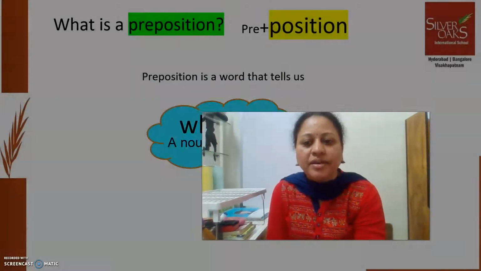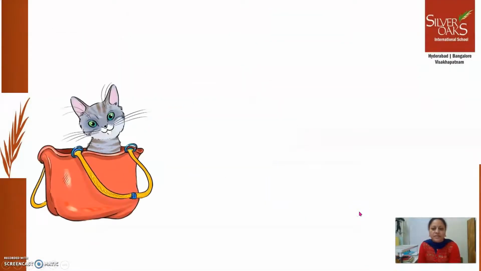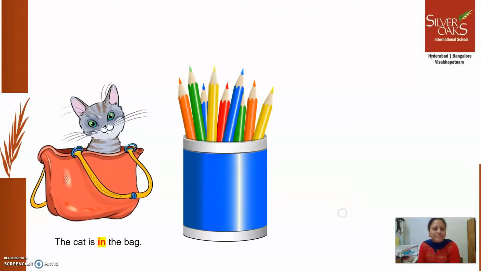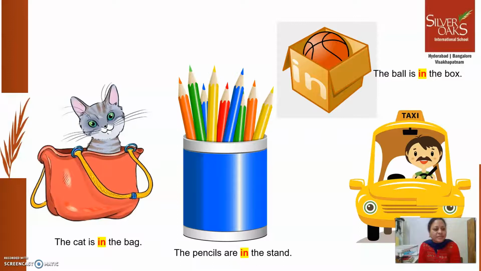Right? Now let us have a look at a few pictures that describe prepositions. Where is the cat? In the bag. Where are the pencils? In the stand. Where is the ball? In the box, right? Where is the driver? Driver is sitting in the taxi. So here, in is a preposition that is telling us the position of various nouns. In.